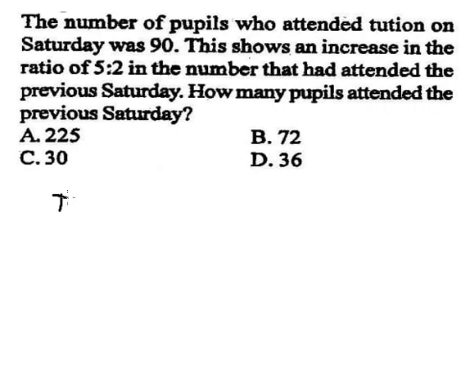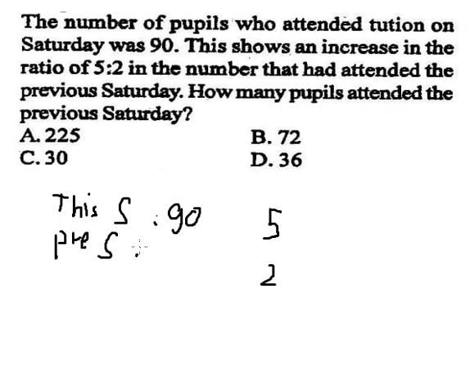So about this Saturday, that's about 90. And in the question, they say that they show an increase of 5 over 2. The number 5 is about today, and number 2 is about the previous Saturday. After we create this ratio here, we can find the question mark.